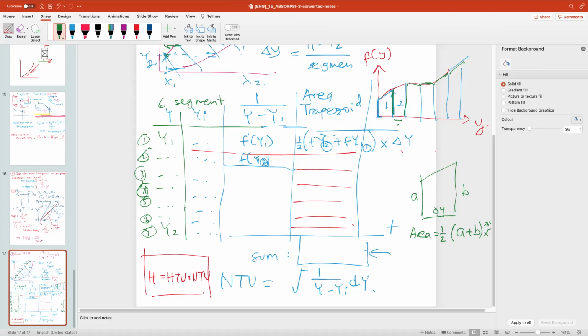Bu, for the NTU, that's just the integration of 1 over y minus y1. Yeah, because this is integration. The integration is actually the area under the curve. So once you have the area of this segment, this segment, this segment, and so on, if you sum it up, that becomes the area, which becomes the integration as well. Okay, Bu, I understand. Yeah, so this one's equal to that one.